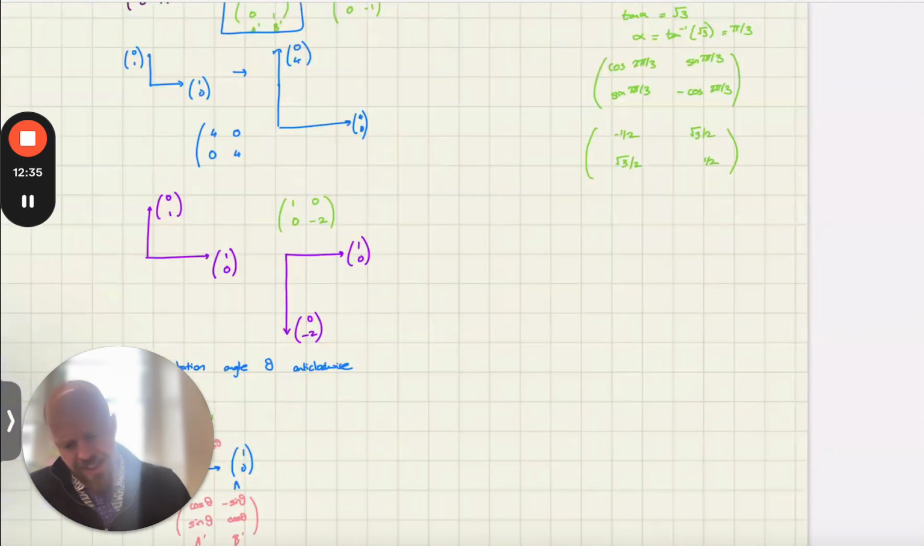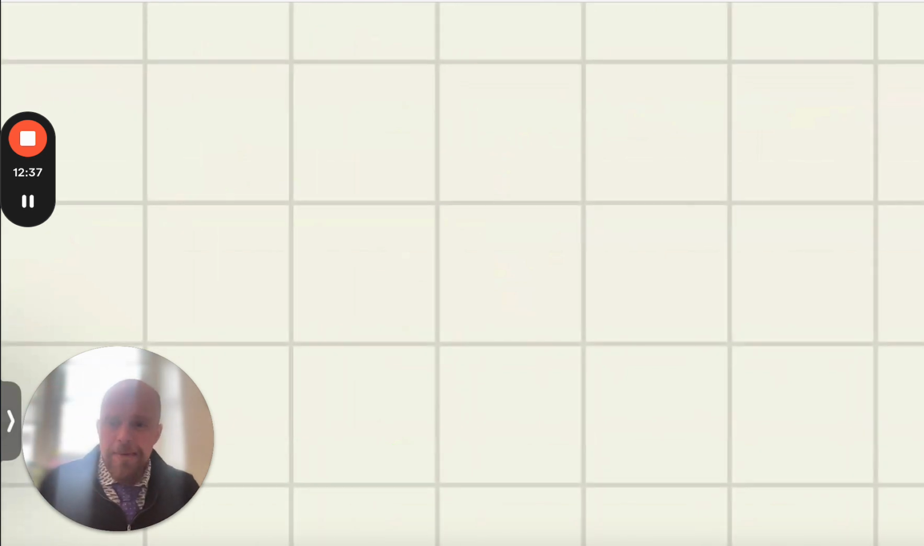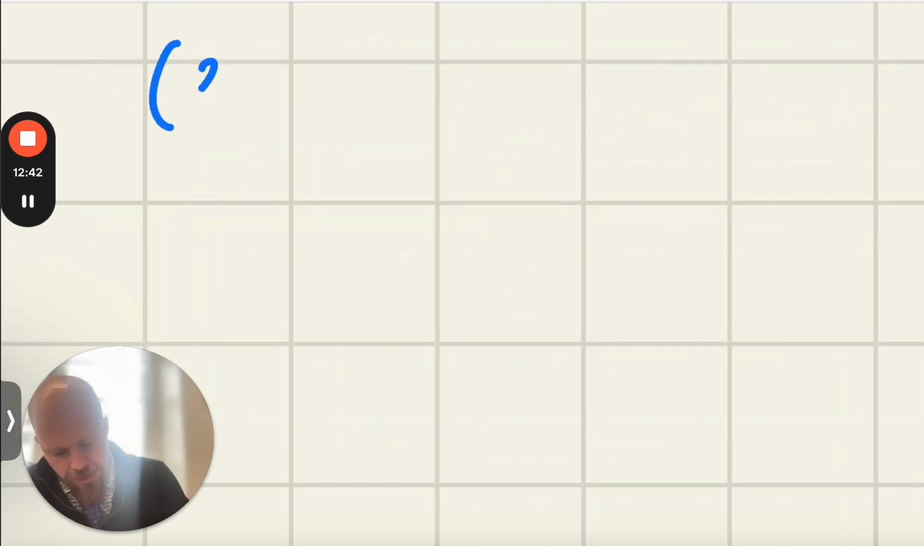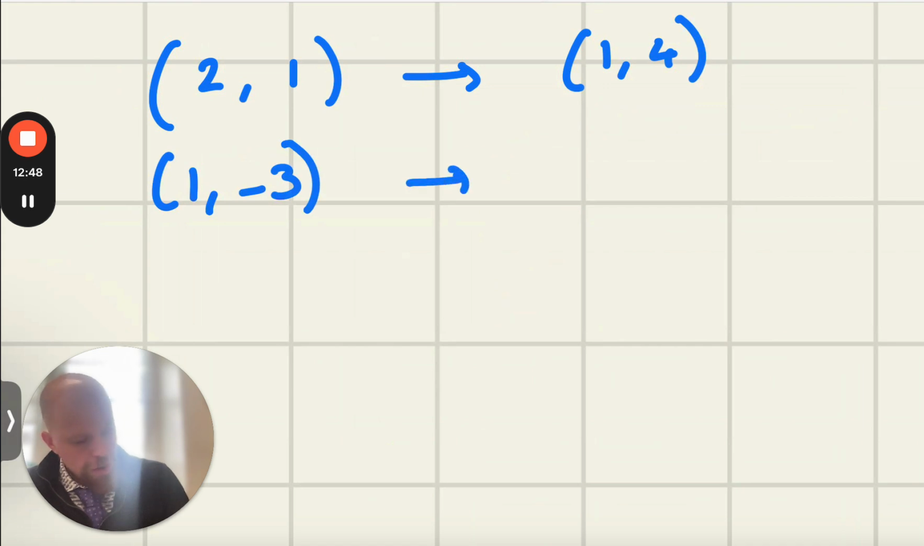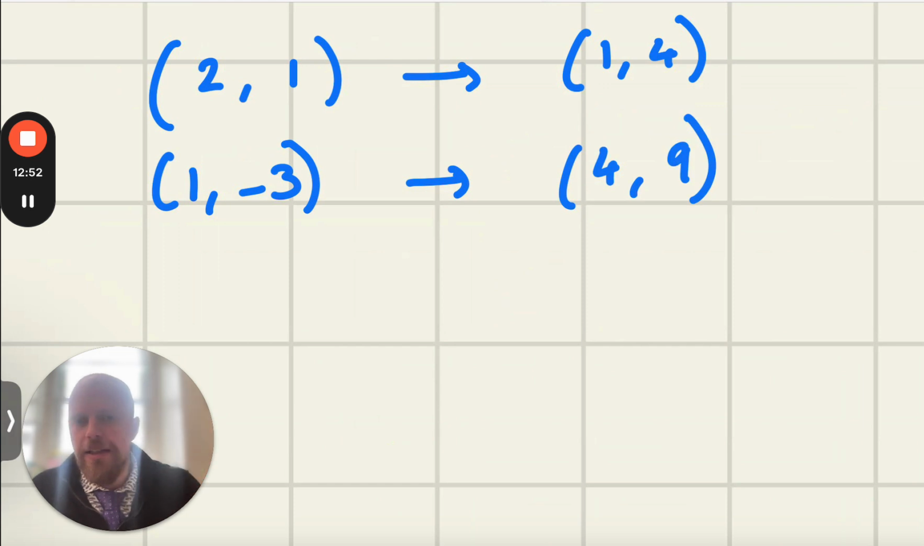How might you see this in an exam question? Well, another typical example, other than just stating what the matrix might be, would be to say 2, 1 goes to 1, 4, and 1, minus 3 goes to 4, 9. It'll ask you to find the matrix that does this. So find the matrix that sends the points 2, 1 and 1, minus 3 to 1, 4 and 4, 9.